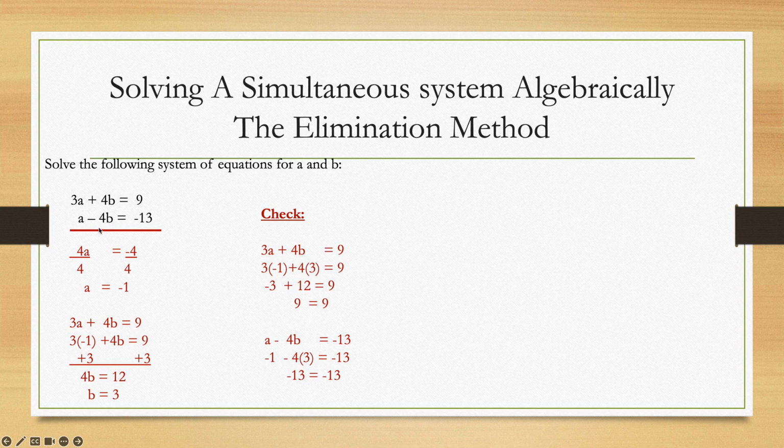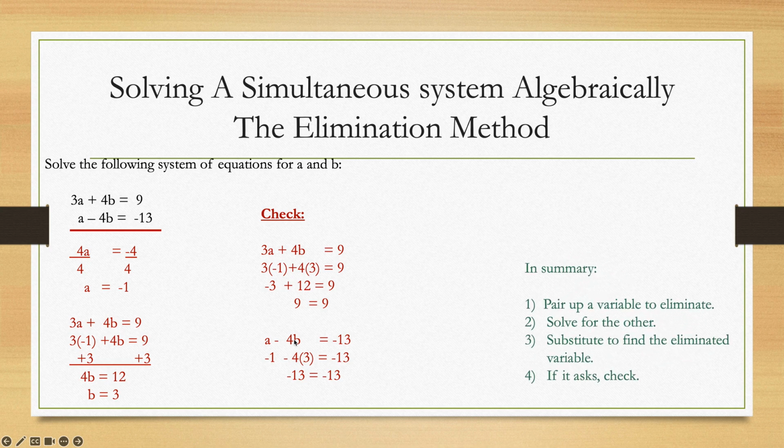3a plus 4b is 9, and a minus 4b is negative 13. And I substitute, or plug in, the values of a and b in both, and I see that it does indeed check. Once again, the summary: pair up the variable to eliminate, solve for the other once you're done. Okay. So I paired up the b's to eliminate. I solved for the other in a, and then I substitute the a back in to go back and find b. If it asks, I check.